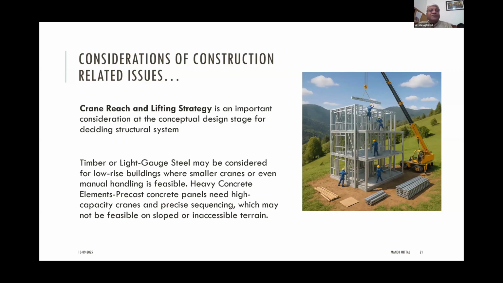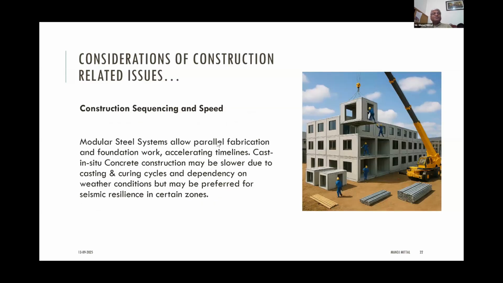So we need to consider how the member will be lifted and how the strategy can be applied. Similarly, in such a situation, we need to consider whether timber or light gauge steel can be used for low-rise buildings, particularly because they are lighter, and can be used with light cranes or small cranes, or maybe even manual handling may be possible. So we need to consider this aspect also.